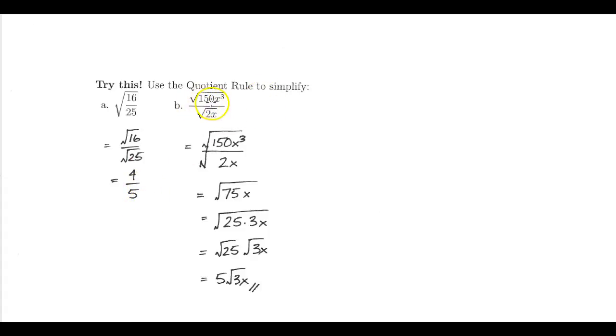And square root of 150x cubed over the square root of 2x, we can write that as one fraction underneath the radical symbol and simplify. So we get 75x, and the largest perfect square factor in 75 is 25, so we can write that as 25 times 3x. And then we can use the product rule to break up the radicand. We can say that square root of 25 times the square root of 3x, which is 5 times root 3x.